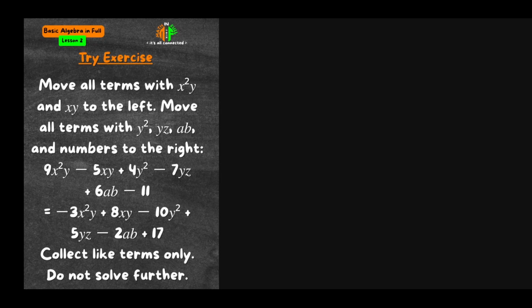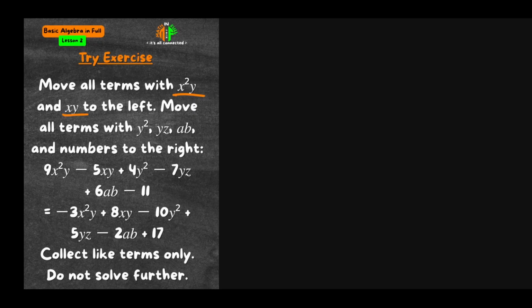As usual, for this question, we will first of all check if all the operators are siblings. As we can see, all the operators here are from the same family, so they are siblings. Which means we can collect like terms here. We are told to move x square y, xy to the left.